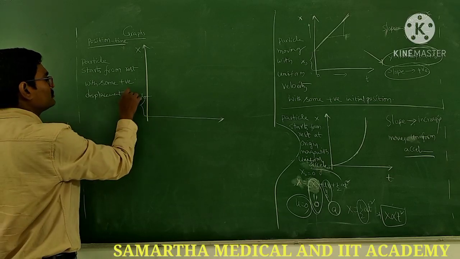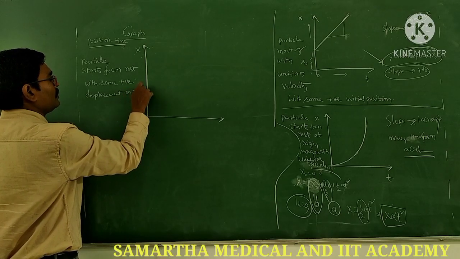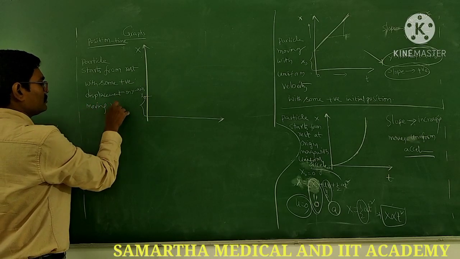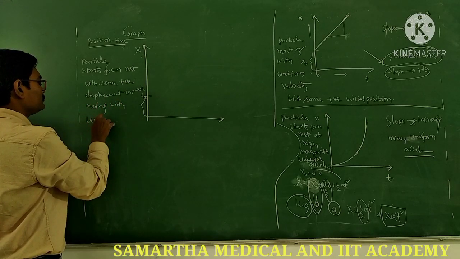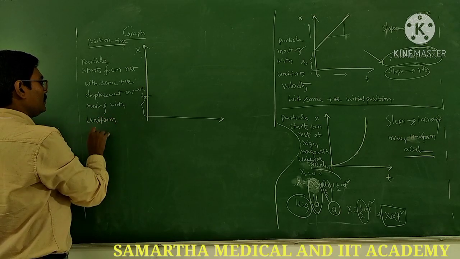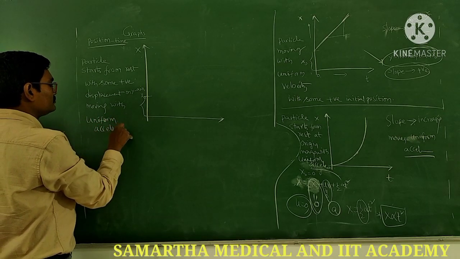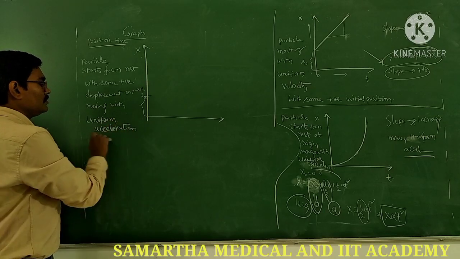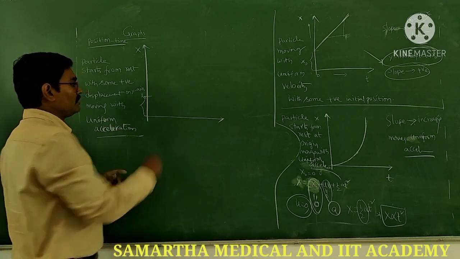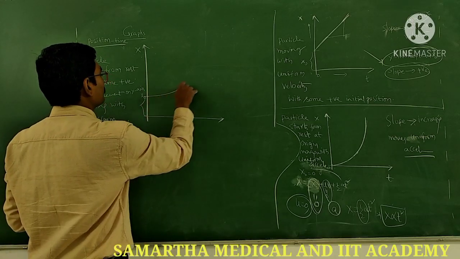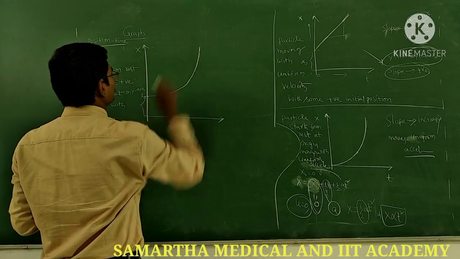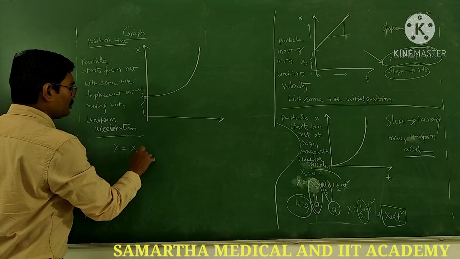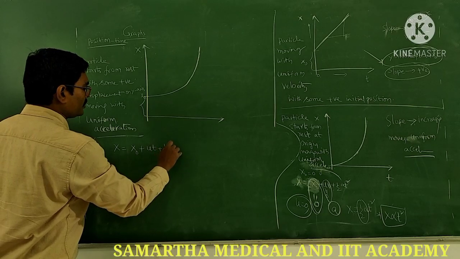On the y-axis, and moving with what? Uniform acceleration. Uniform acceleration, right? Now you take from here, the particle can go like this. So how did you get that? You see here, same: x equal to x naught plus ut plus half at square.